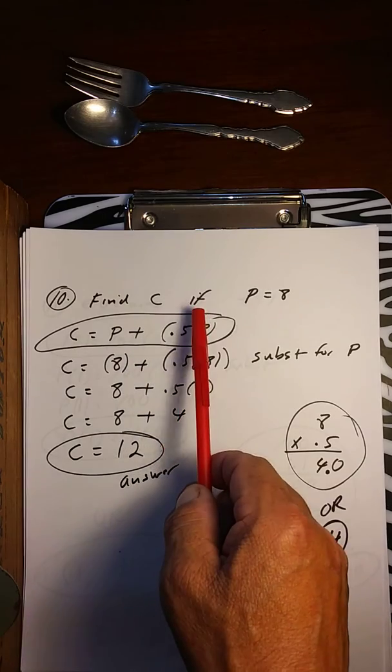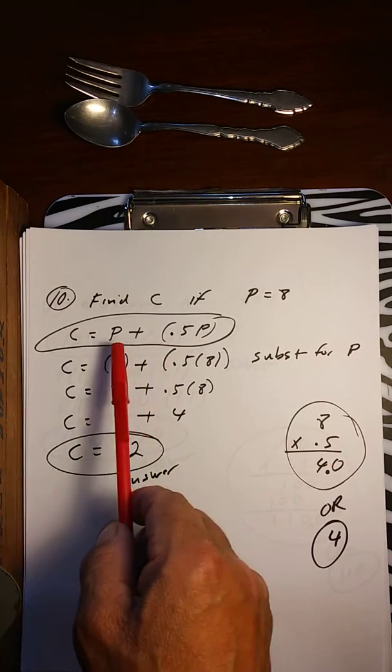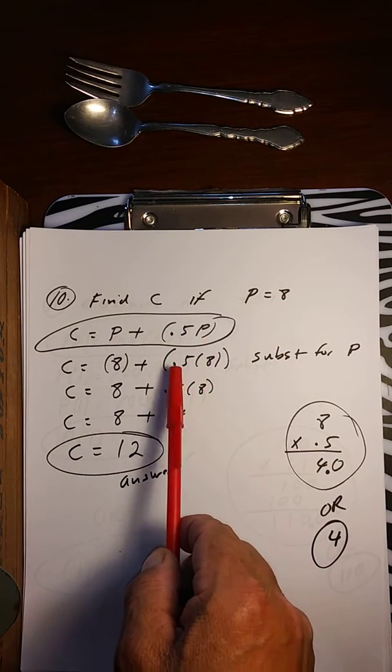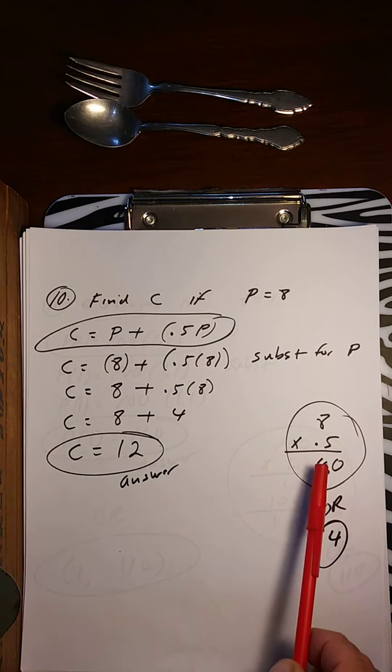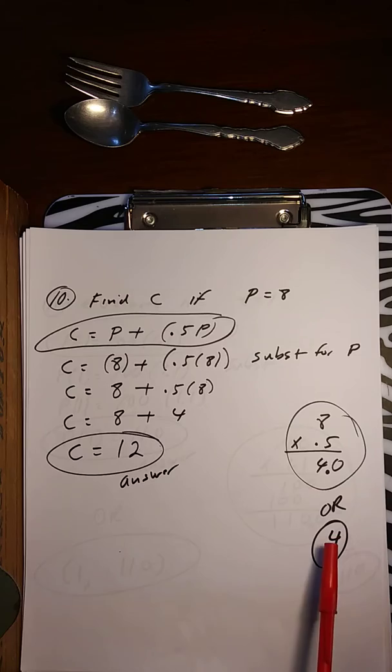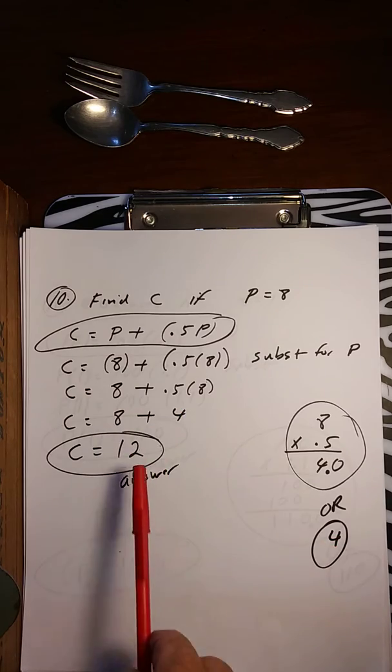Find c if p equals 8. So put an 8 there, put an 8 there. So 0.5 times 8. Well, that's like 5 times 8 is 40, but there's a decimal one time. So move it one time, or just write 4. 8 plus 4 is 12.